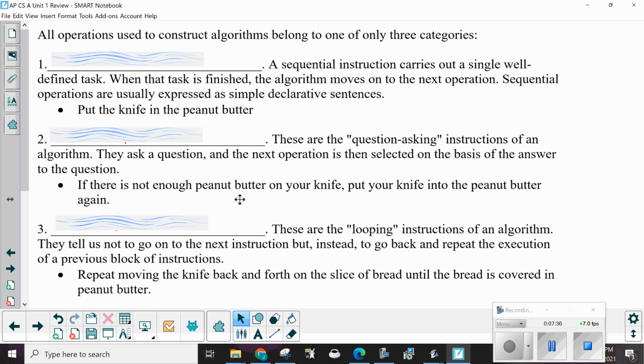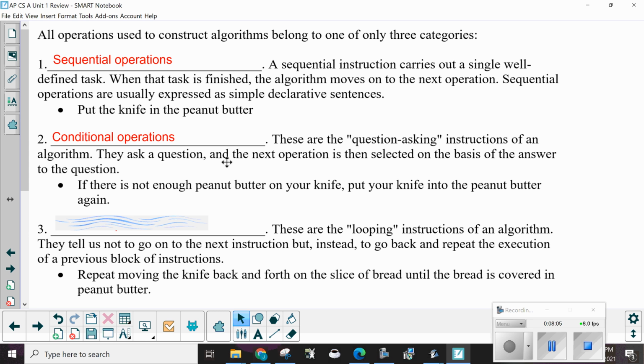All operations used to construct algorithms belong to one of only 3 categories. First, sequential operations. These are operations that carry out a single, well-defined task. When that task is finished, the algorithm moves on to the next operation. Sequential operations usually are expressed as declarative statements, such as put the knife in the peanut butter.